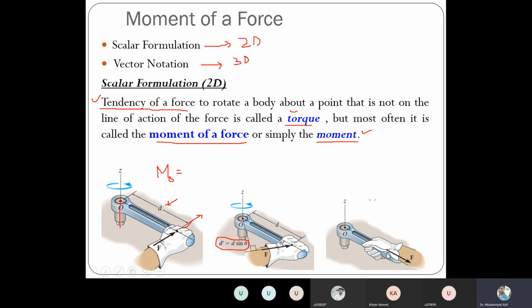In that case, you cannot produce any torque or any moment, because the force and the moment arm are in the same direction. In other words, the angle between the moment arm and the force is zero, so there will be no moment produced by that force. In order to produce a moment by a force, the line of action of the force and the moment arm should be perpendicular to each other. Similarly, this D sine theta is the moment arm, which is perpendicular to the line of action of that force.